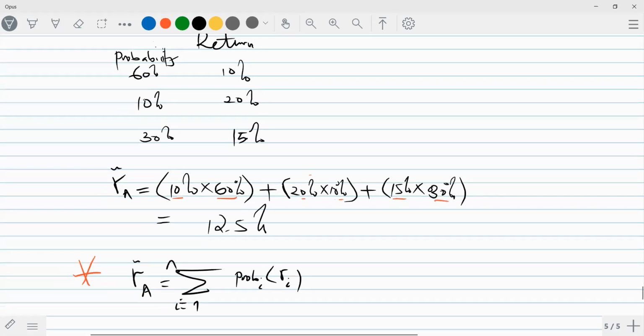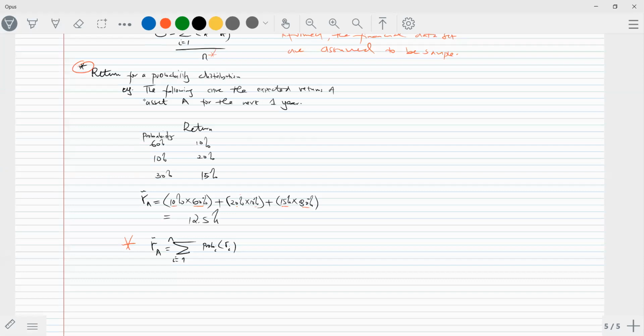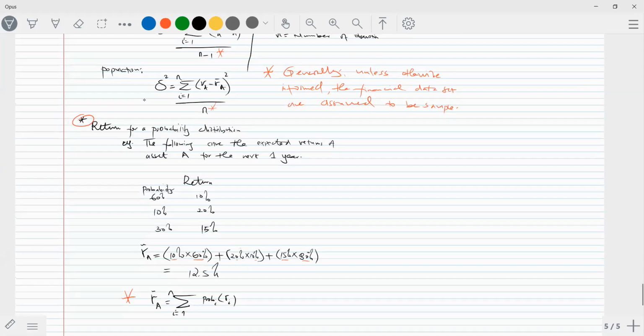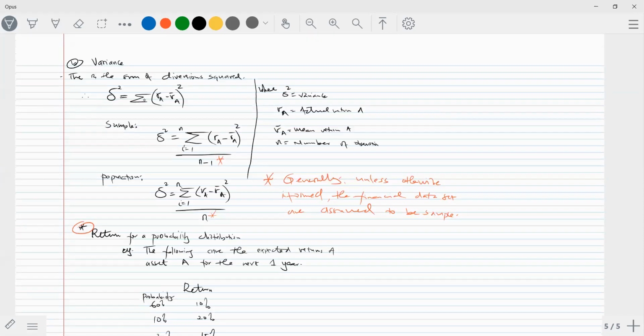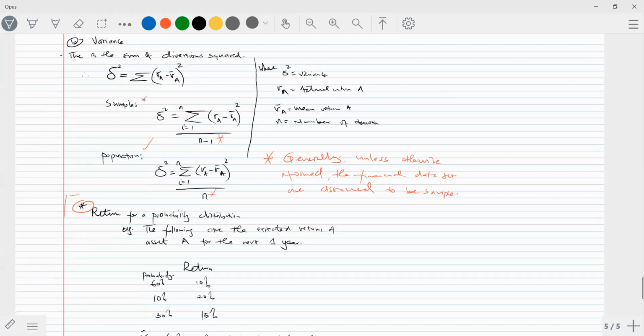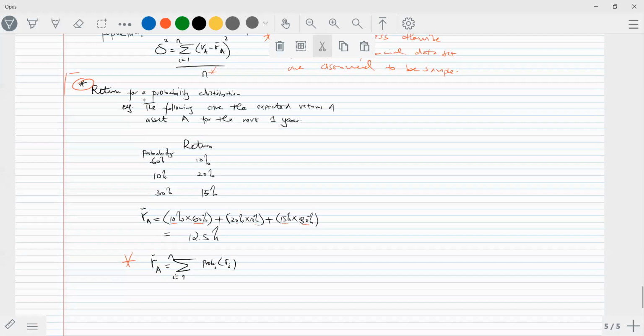Now, going back to our risk measure, we are discussing how we get the variance. If you have data from a population or from a sample, this is how we get it. What if this data set is from a probability distribution? How do you get the variance then? Don't forget, this was a deviation, because we didn't discuss it in the other part.